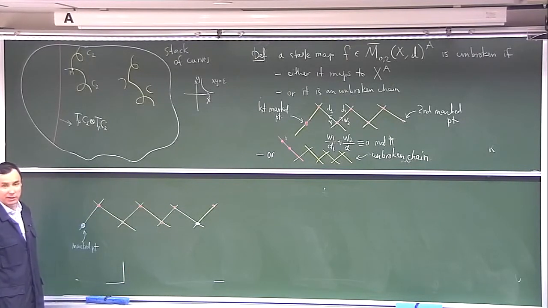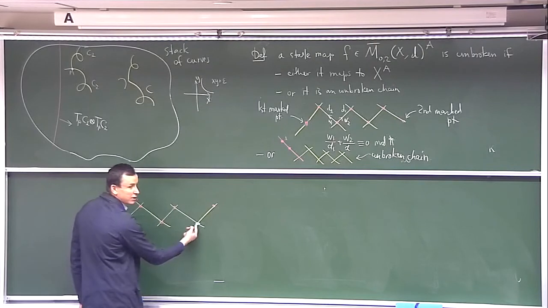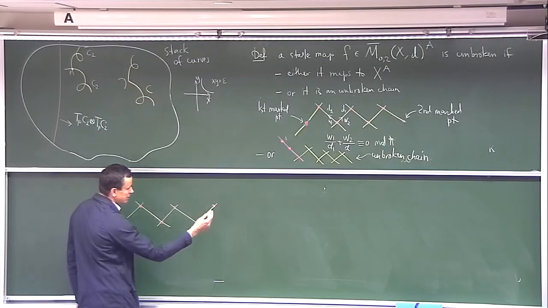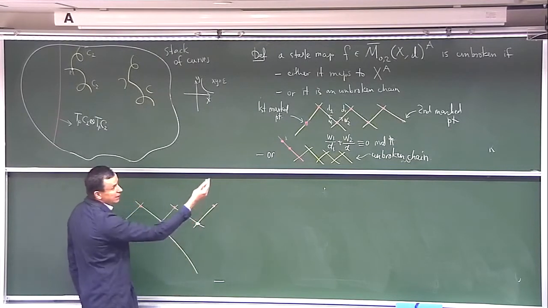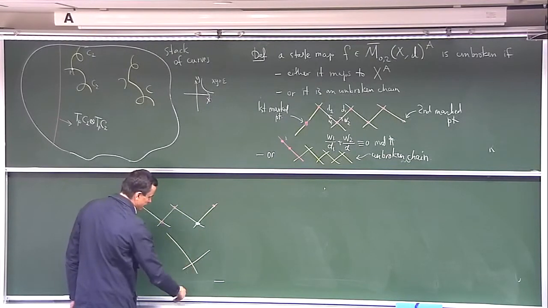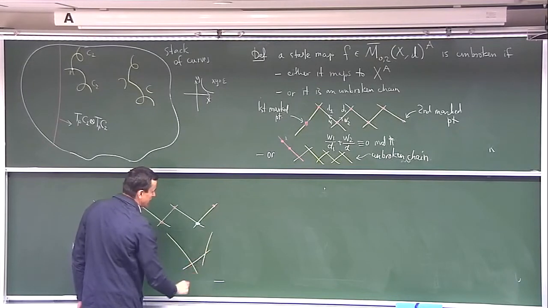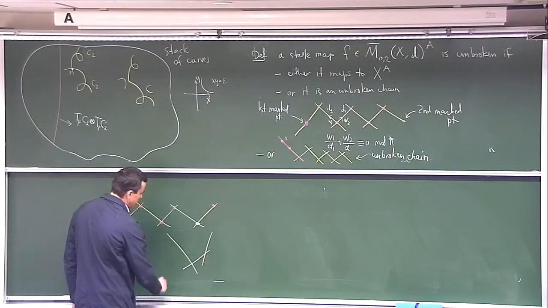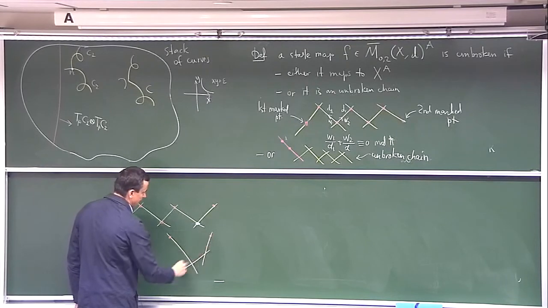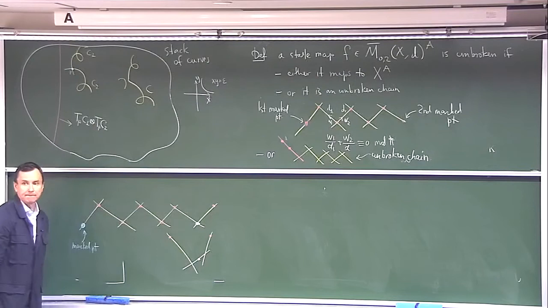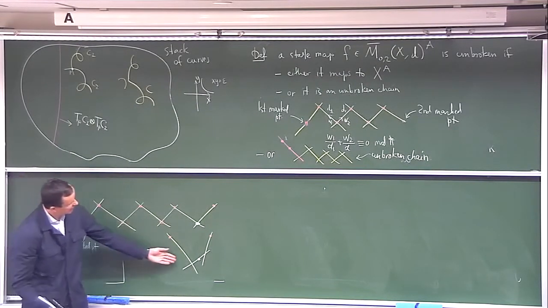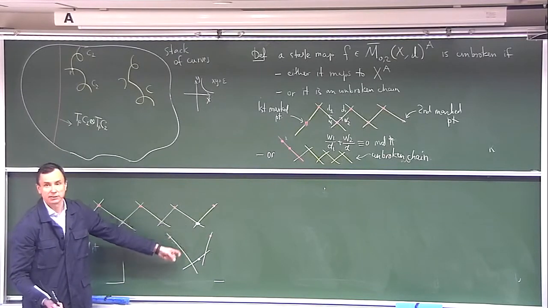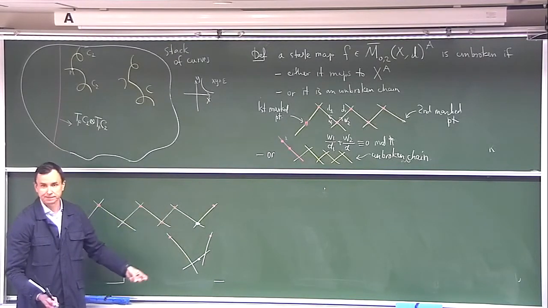So what will happen? Your marked point cannot be a node. What really happens in your curve is that in the domain of the curve, you have one more component that gets collapsed by this map. So it looks like this, and your marked point is really here. The stable map really looks like this. Its image looks like this, but the domain of the stable map looks like this.